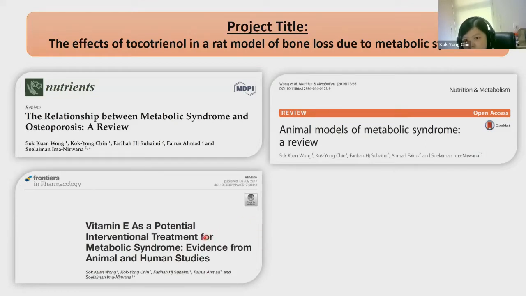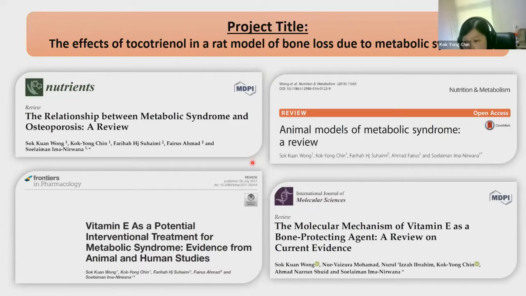Next, of course, looking at this project title, you can also write something about the effects of tocotrienol on bone loss. But during that time, an article had already been published on that, because there was already a review on the animal evidence on the effects of tocotrienol on bone loss. So I was thinking of other things to write.